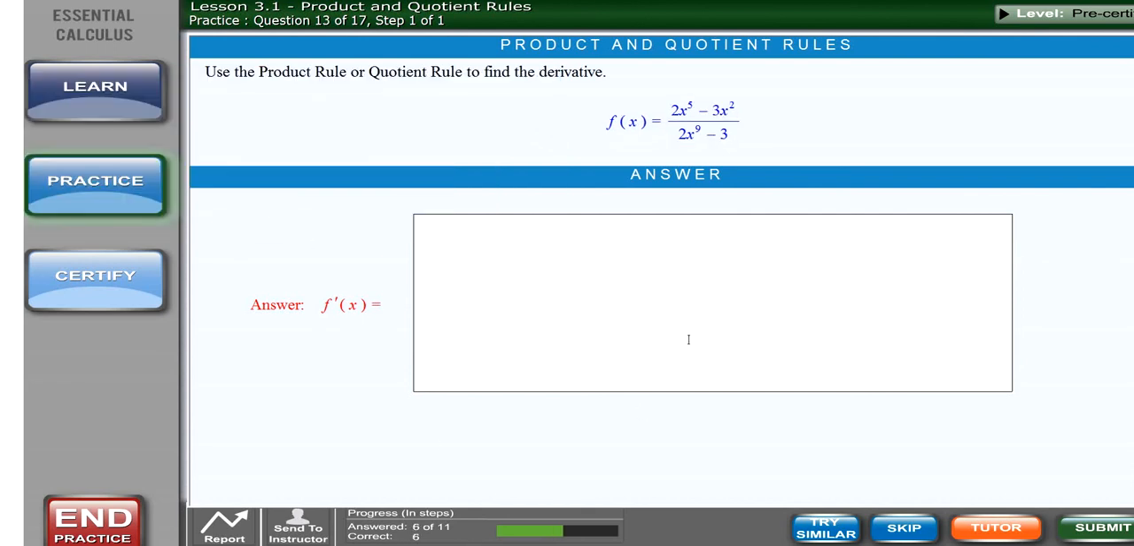All right, and you see there's not a whole lot of difference in these quotient rule problems, so apply the same thing. Okay, post on the discussion board if you have questions, and I'll try to address those there.